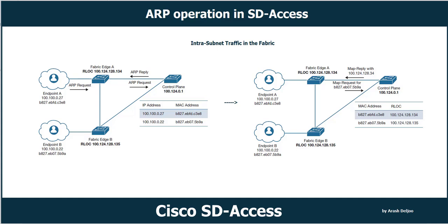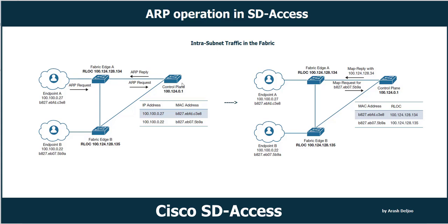All right, now let me explain a little more, one more time, about the intra-subnet traffic in the fabric. We review the process that we learned, but now with a little more detail. If you want to learn everything correctly, you need to have high-level knowledge about it, and after that, step by step, you can deepen your knowledge. As you can see here, we have this network: 2 fabric edge nodes, fabric edge A and B, 1 control plane node, and 2 endpoints, A and B, and you can see the IP addresses of the endpoints and also the RLOC IP address that we have in each switch.